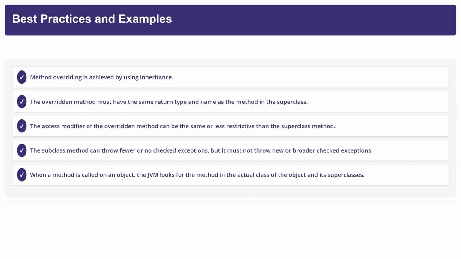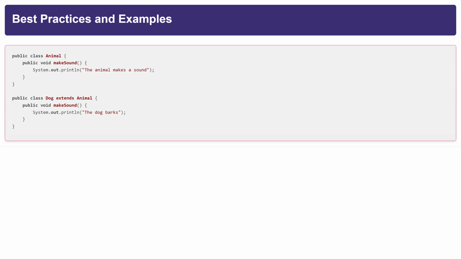Method overriding is achieved by using inheritance. The subclass method must have the same return type and name as the method in the superclass. The access modifier of the overridden method can be the same or less restrictive than the superclass method. The subclass method can throw fewer or no checked exceptions, but it must not throw new or broader checked exceptions. When a method is called on an object, the JVM looks for the method in the actual class of the object and its superclasses.